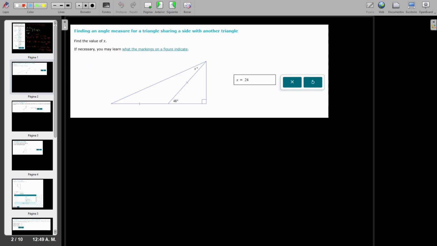Now for the next one. As you can see, they are asking us to find an angle measurement for a triangle sharing a side with another triangle. This little mark here and here, I'm going to write this here. This mark means that the side is the same length. Okay? So it has at least two sides.